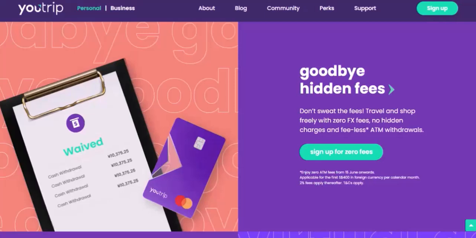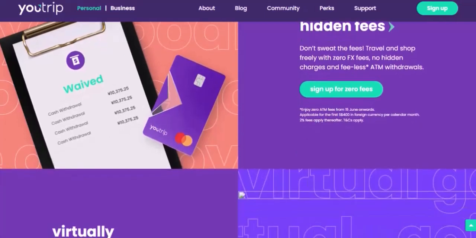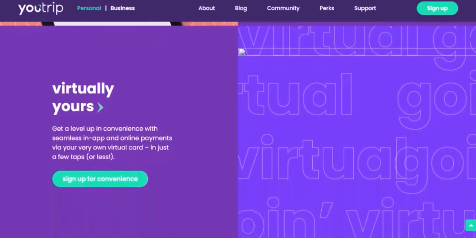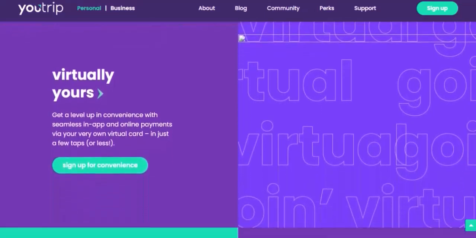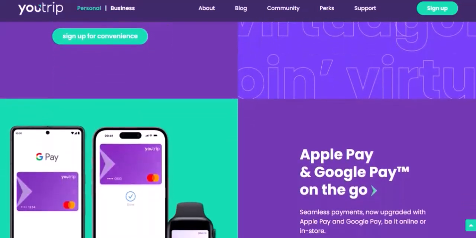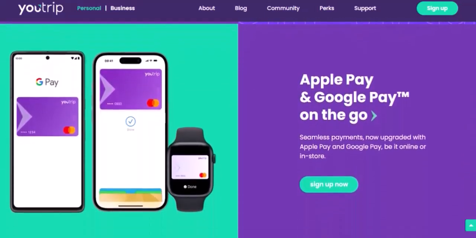Now that you know how to find your YouTrip exchange rate, here are a few tips to maximize your savings. Check rates regularly. Exchange rates fluctuate constantly. Monitor rates in the YouTrip app or on their website to identify favorable exchange periods. Utilize YouTrip's rewards program. Many travel wallets, including YouTrip, offer rewards programs. Earn points on your spending and redeem them for discounts or cashback.